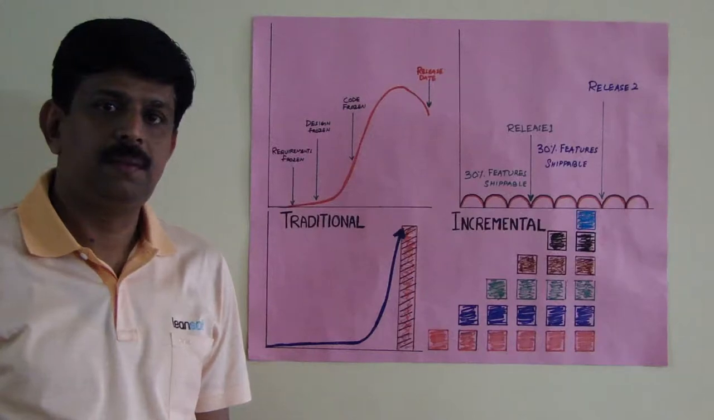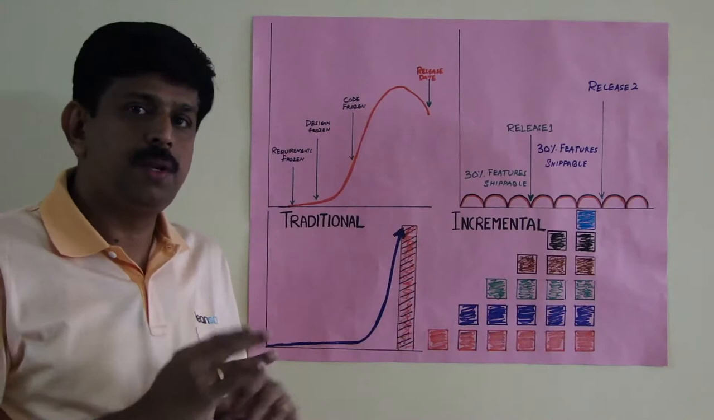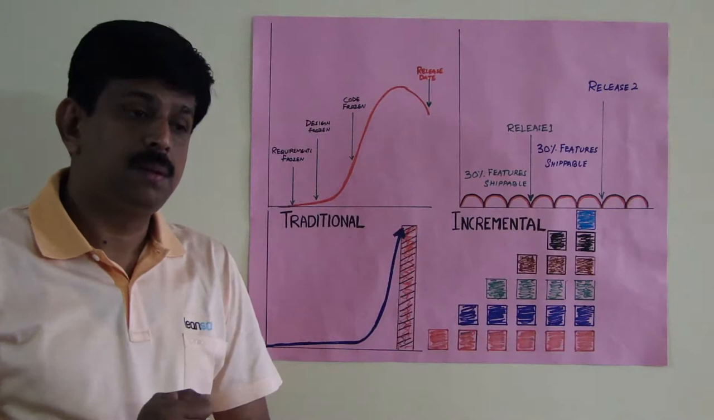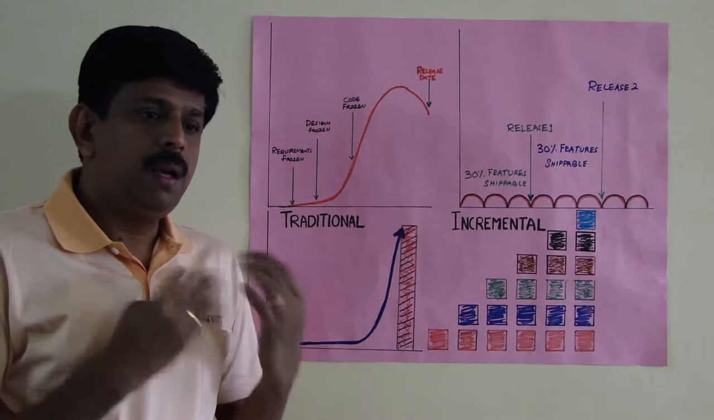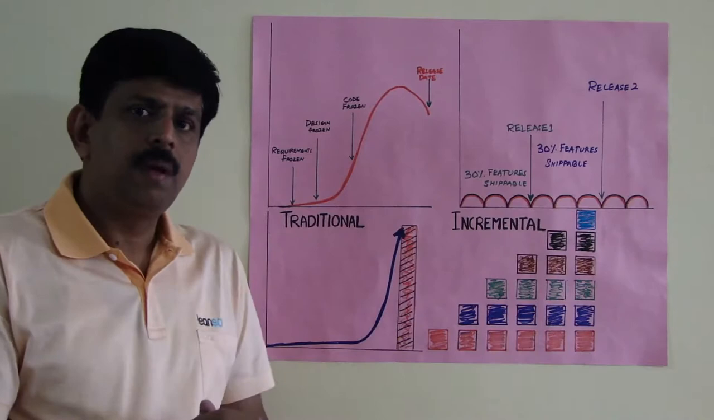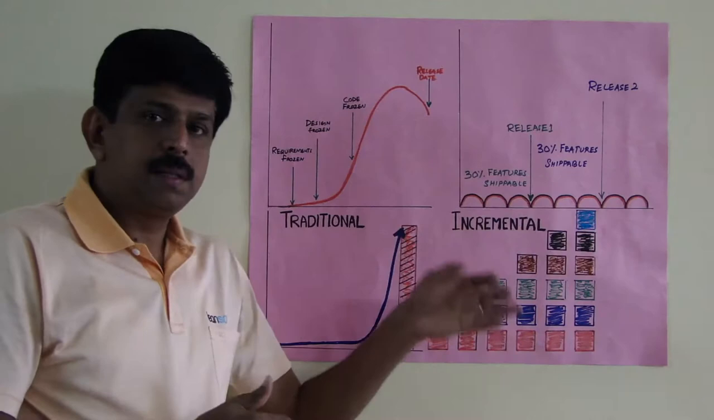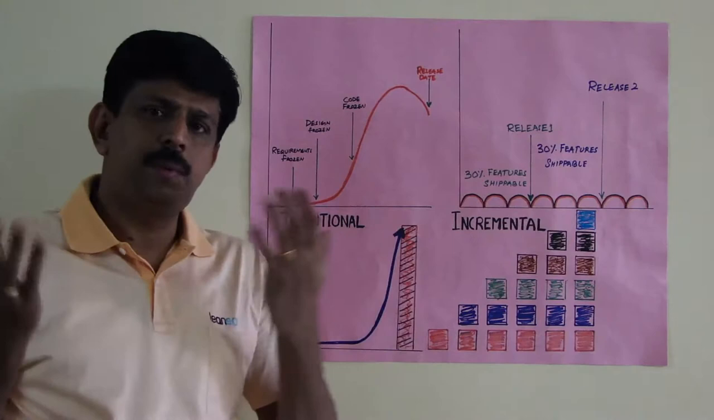Okay, so let's learn about how we build software in the traditional world and how we build software in the incremental world. So what is Agile? Agile is nothing but incremental and iterative software development. So we actually build products in an incremental and iterative way. And how different is it compared to the traditional world? In Waterfall, how do we build a product, and what is the difference between Waterfall and Agile Scrum?